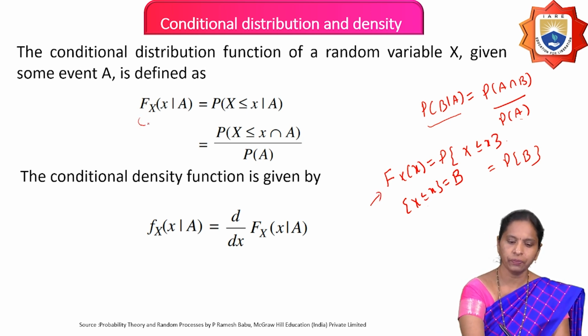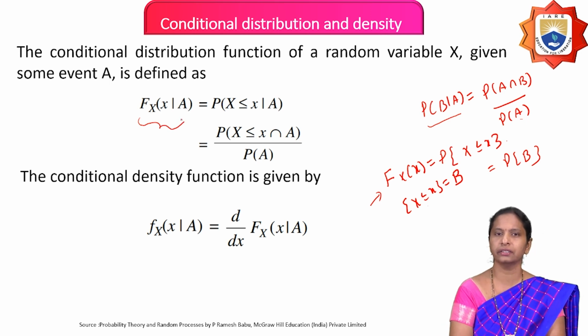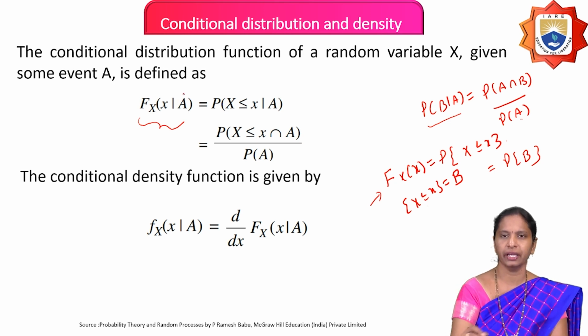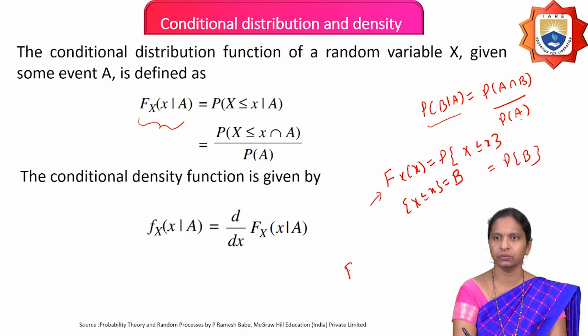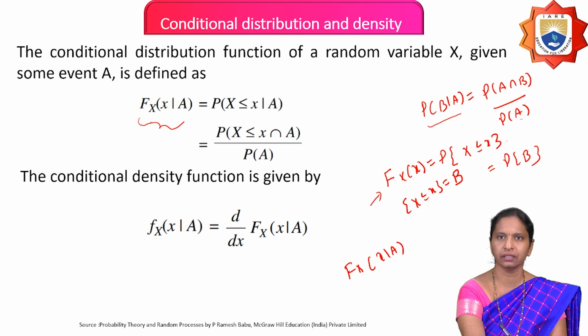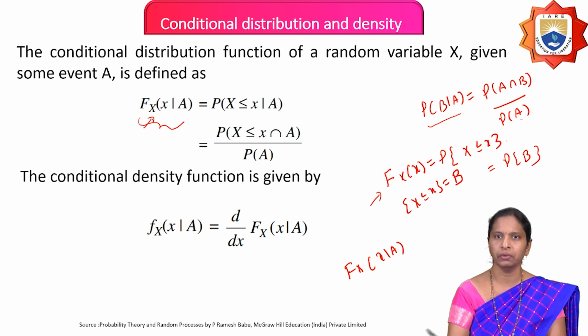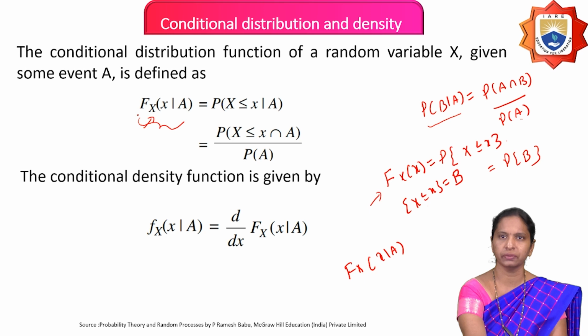And similarly, if you want the conditional distribution function of the random variable X given the conditioning event A, then how can you write it as F_X of x given A? Here, what does capital X represent? The random variable. What does capital F represent? The distribution function. Since here you are given the conditioning event, you call it the conditional distribution function of the random variable X given the conditioning event A, which equals P of X less than or equal to x given A.